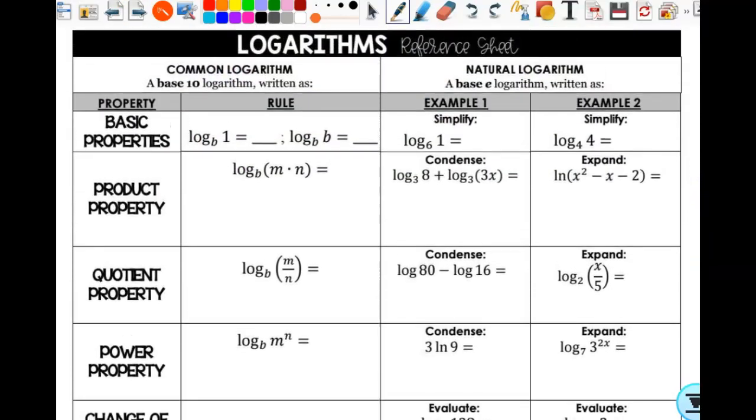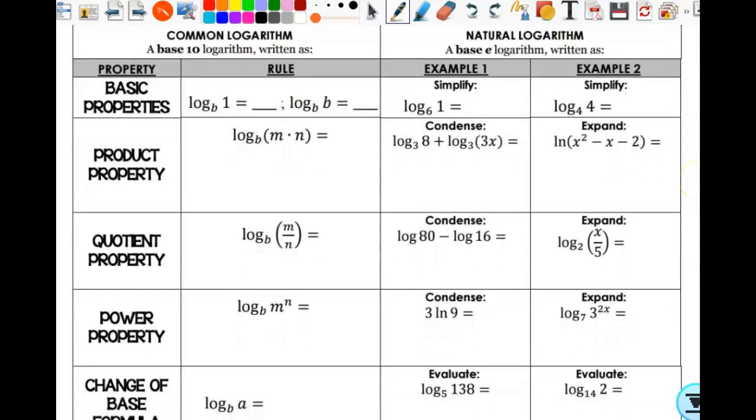All right, so here we go. Here's a little reference sheet. A base 10 logarithm is just written as log of x, right? We don't write the base. A base e logarithm is written as the natural log of x. Again, that is a lowercase l and a lowercase n. It is not a capital I.